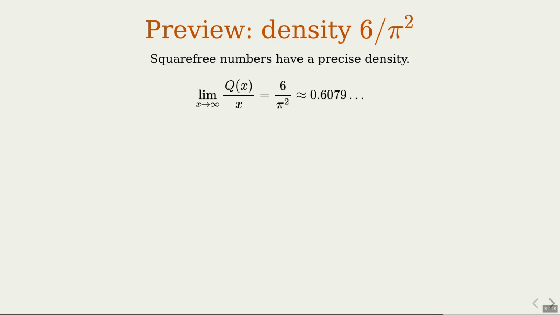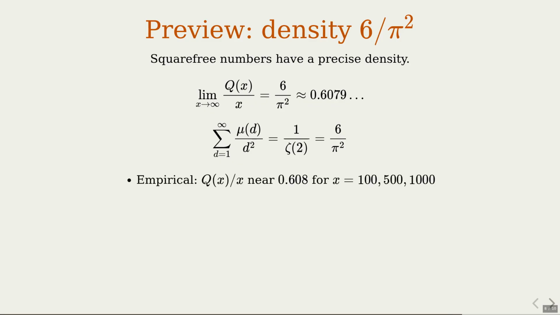As x grows without bound, the fraction of numbers up to x that are square-free approaches a constant equal to 6 divided by pi squared, about 0.6079. Behind the scenes, this density comes from an identity for an infinite series involving mu of d over d squared, which turns out to equal 1 over zeta of 2, and that simplifies to 6 over pi squared.